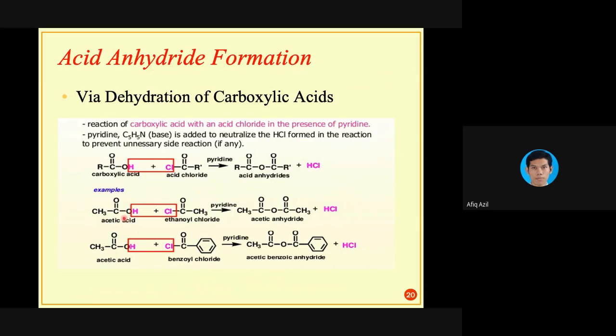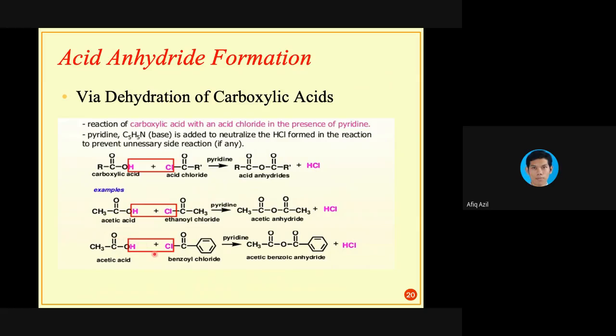Here, as an example, we have acetic acid with ethanoyl chloride, which is the acid chloride. Once it is mixed together in the presence of pyridine, it will form acetic anhydride, or ethanoic anhydride, because both sides have the same number of carbon. You have 1, 2, 1, 2. So the name will be called ethanoic anhydride. So these are symmetrical starting materials.